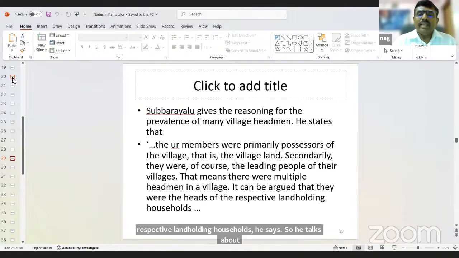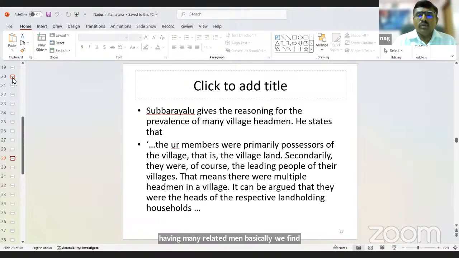Basically, we find that they are the landlords. Various households are important. So we are having many Urodayas. So it is quite possible, as we find in the case of Tamil Nadu, so also in the case of Karnataka, that we have many Urodayas.